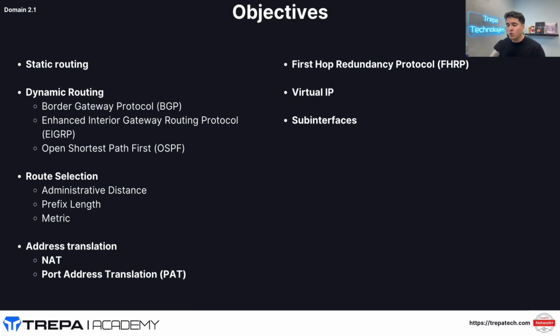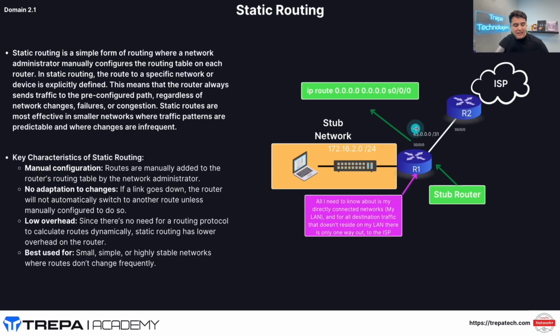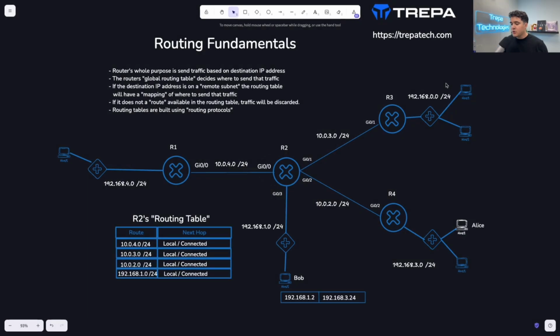And then in the next video, we'll go over other routing technologies like NAT, virtual IP, subinterfaces, and first hop redundancy protocols. Now, before we get into what static routing is, let's jump to our whiteboard and go over the fundamentals of routing first. We'll have a nice network diagram on there and a couple different notes. Okay, so you see here we have our whiteboard going over routing fundamentals.